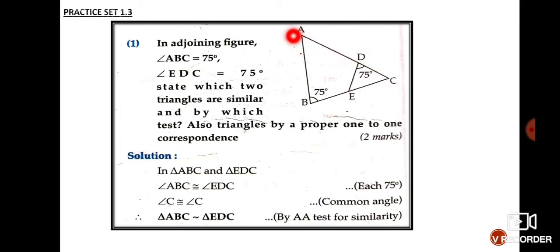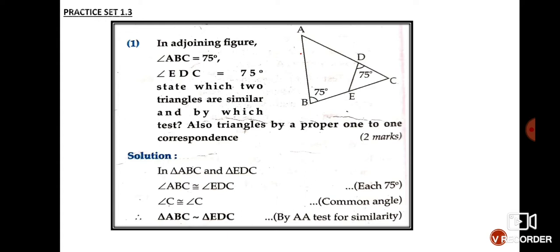ABC is one triangle and you have EDC as another triangle. Now if you see over here, they have only given us the values of the angles. They have not given you any values for the sides. So let us try to see whether we can show they are similar by AA test of similarity.